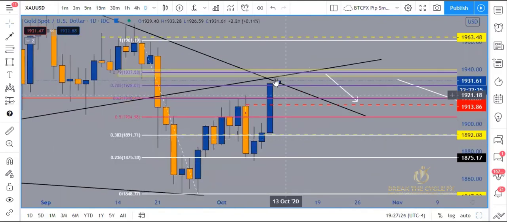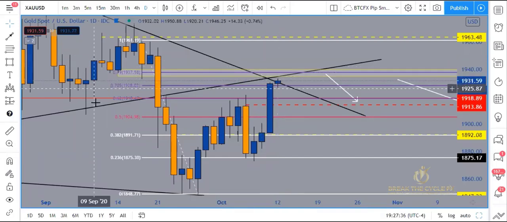So we may get a rejection right here around 1934, between 1934 and 1940. This is where I'm looking. Okay, we might get a nice little spike too. Remember, gold likes to fake out. It likes to throw, but not gold.